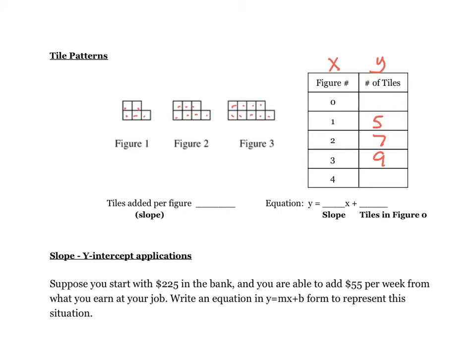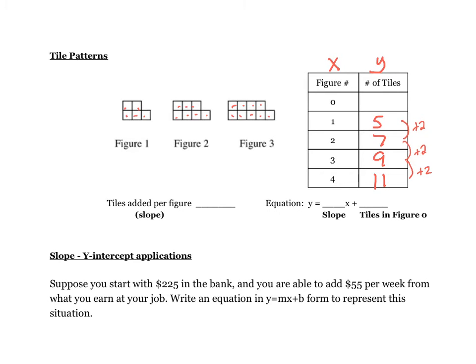Now they didn't give us a figure 4, but we could figure it out by continuing the pattern that we see. So notice from 5 to 7, they added 2 tiles. From 7 to 9, they added 2. So it makes sense that from figure 3 to figure 4, they would probably also add 2 tiles. So figure 4 has 11.